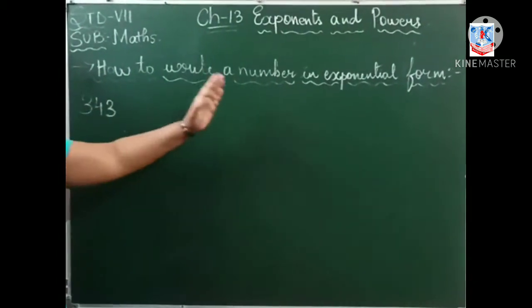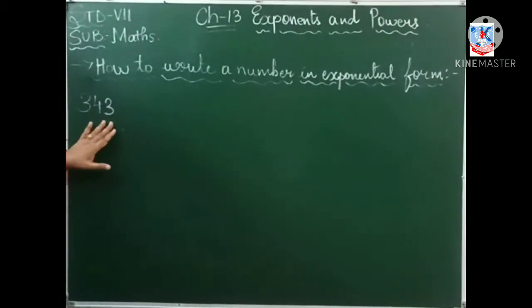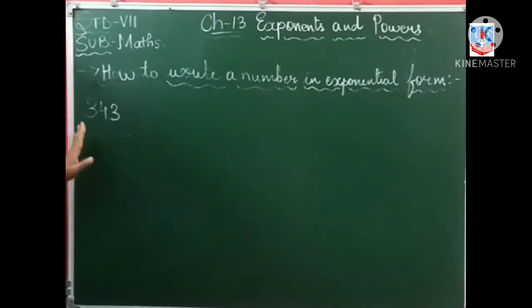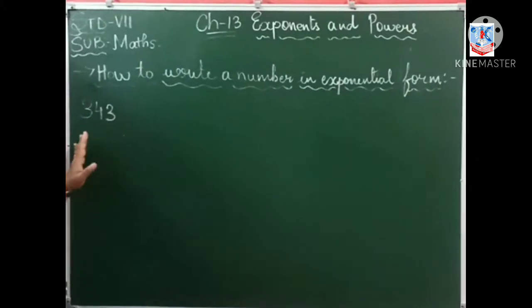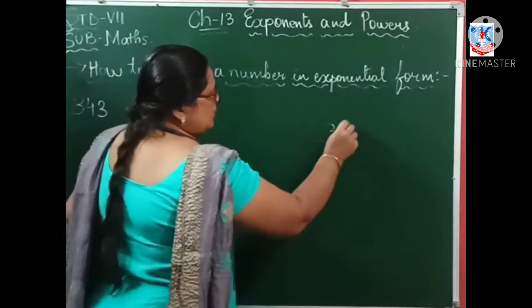How to write a number in exponential form? Now see, a number is given here, 343. Now how to write this in exponential form? So first, what will you do? You will prime factorize this number.